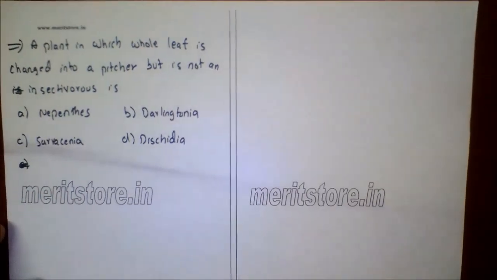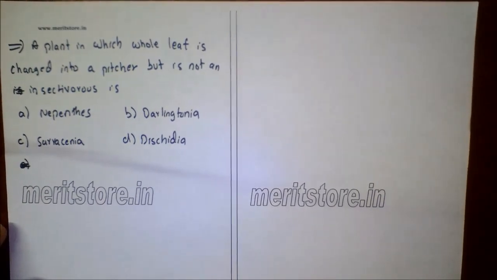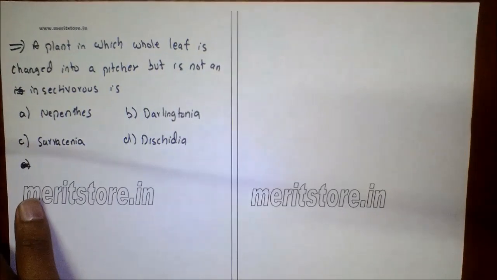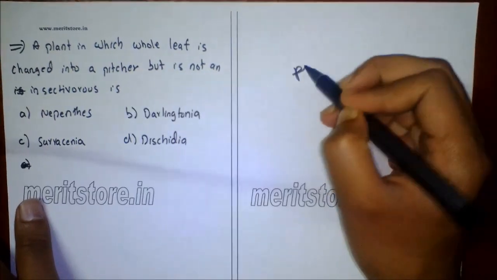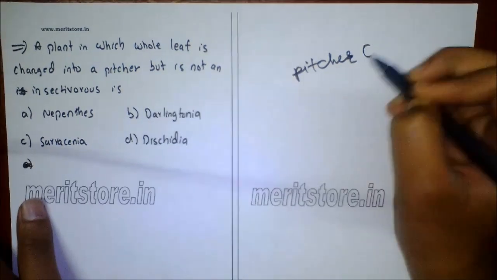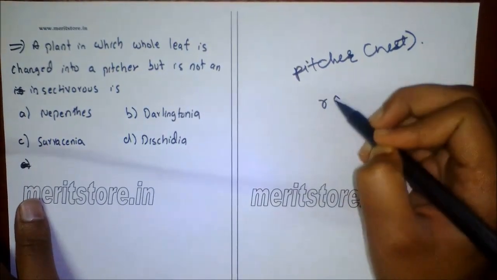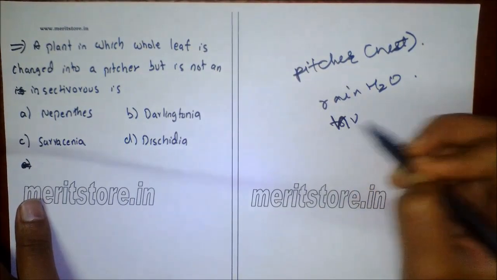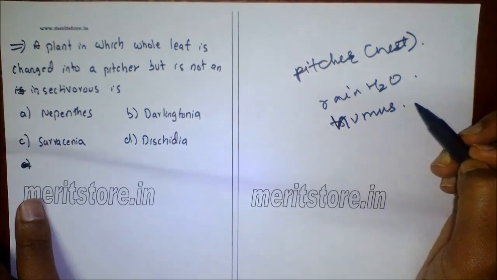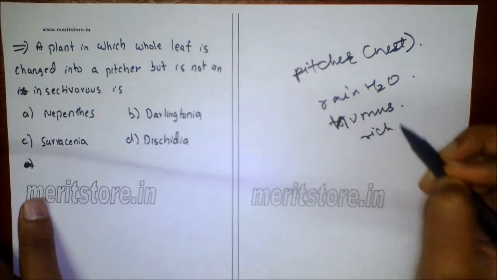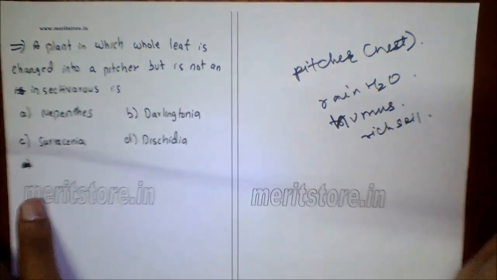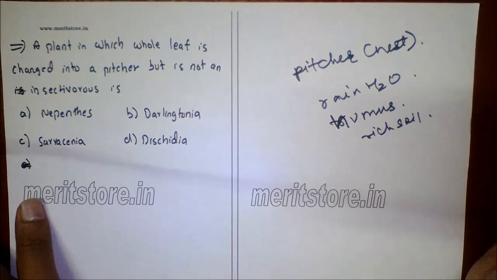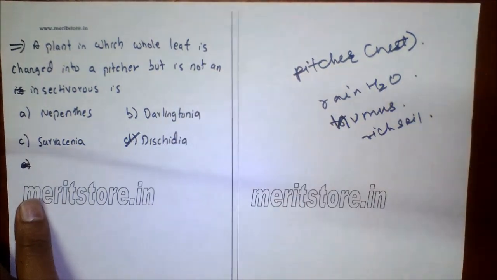A plant in which the whole leaf is changed into a pitcher but it is not insectivorous is: A. Nepenthes, B. Darlingtonia, C. Sarracenia, D. Dischidia. So in Dischidia, the whole leaf is changed into a pitcher, which is nest-like and stores rainwater and humus-rich soil. There is no lid, and the nest roots absorb this water. This pitcher is not insectivorous, so option D is the correct answer.